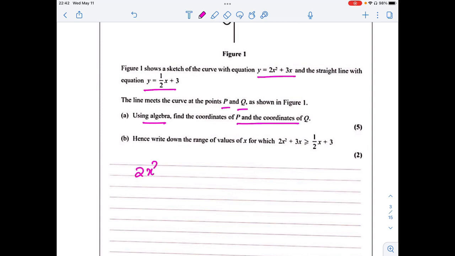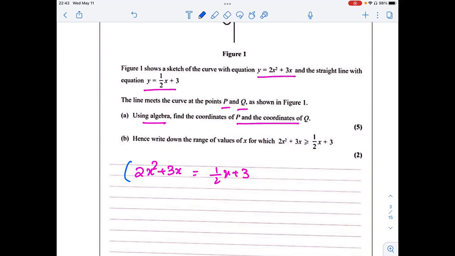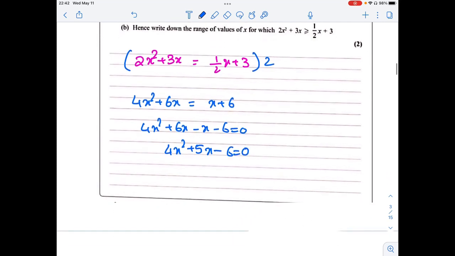So 2x² + 3x should be equal to (1/2)x + 3. Multiply by 2 on both sides, the entire equation. So it becomes 4x² + 6x = x + 6. Bring all the terms to one side: 4x² + 6x - x - 6 = 0. So 4x² + 5x - 6 = 0. We got a quadratic. Factorize this quadratic.